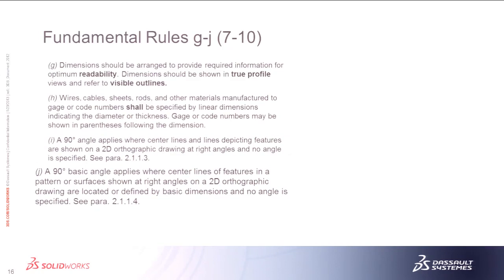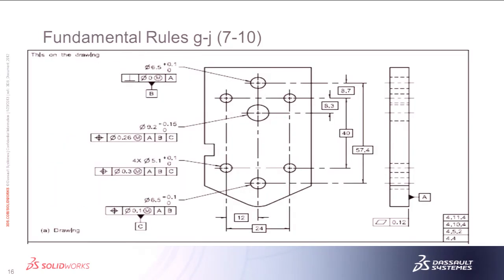All right, a 90-degree basic angle applies where center lines of features in a pattern or surface are shown at right angles. So if you've got something and you're locating it by GD&T, so this whole pattern of holes, it's a 90-degree basic angle. There is a difference in the way that the standard treats a standard 90-degree angle and a basic angle. We won't go over that here, but you can look it up in the standard. So there is a difference in that meaning.